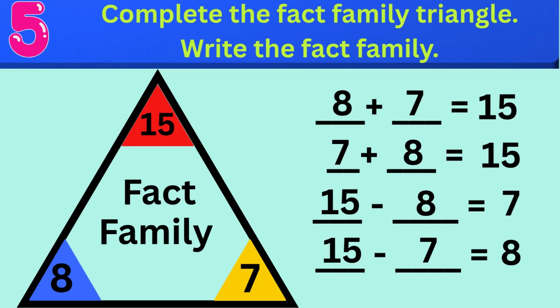Complete the fact family triangle and then complete the fact family facts. Shown on the triangle are the numbers 15 and 8 to help you get started. The other number on the fact family triangle is 7. The fact family facts are 8 plus 7 equals 15, 7 plus 8 equals 15, 15 minus 8 equals 7, and 15 minus 7 equals 8.